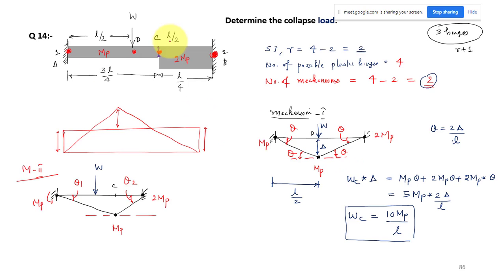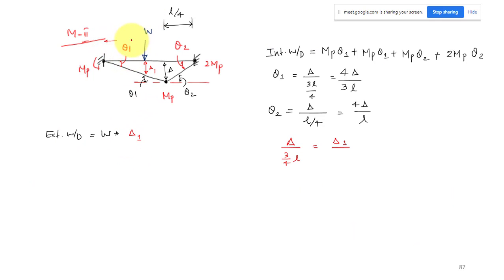So what is this point? The point of action of the load is at the midpoint, right? This is point D, so this distance is nothing but L by 2. So delta 1 by L by 2. From here you can write delta 1 is equal to 4 delta by 3L into L by 2. L will get cancelled, and 4 by 2 becomes 2. So delta 1 is equal to 2 delta by 3. So the external work is equal to W collapse load into 2 delta by 3.